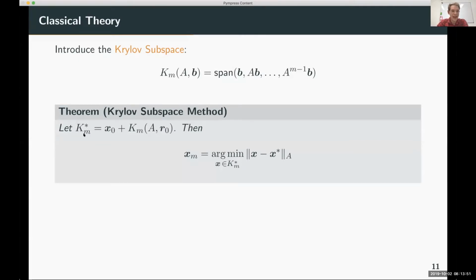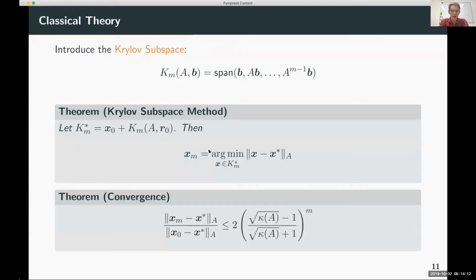So if I let K_m star be this affine space, which is obtained by taking the Krylov subspace K_m generated by A and r_0 and shifting it by x_0, then I can show that x_m is the optimal element in that Krylov subspace in the sense that it minimizes the error in the A norm, so the norm induced by the matrix that defines the linear system. And this allows us to also prove a rate of convergence for CG.